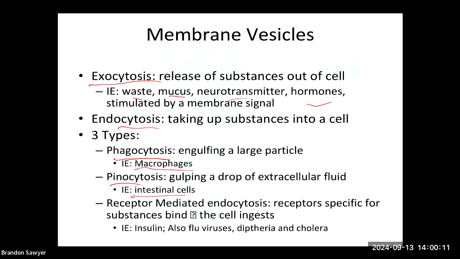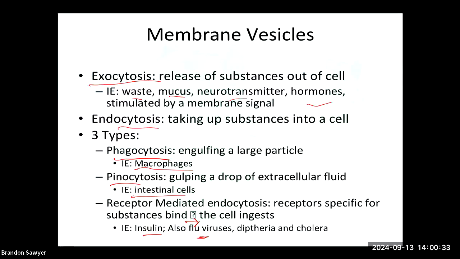And then lastly, we have receptor-mediated endocytosis. That's just supposed to be an arrow again. This is where there's some kind of receptor that's bound to by the chemical, and that tells the cell to then go ahead and ingest it or engulf it. Okay, this is how insulin works. This is how different flu viruses work as well.